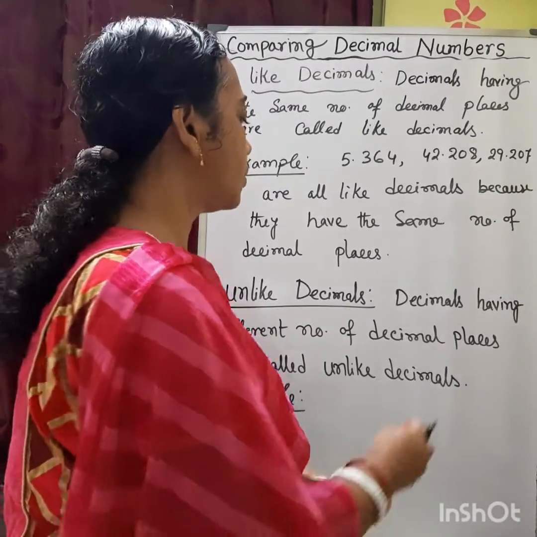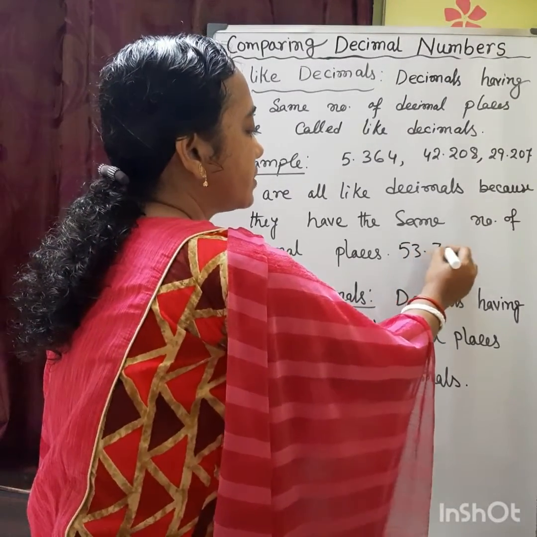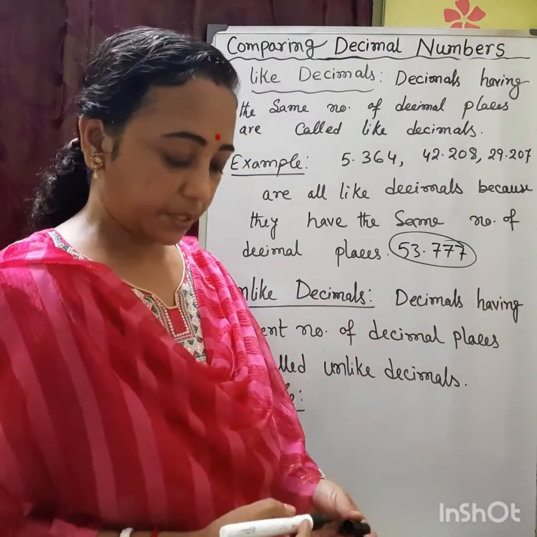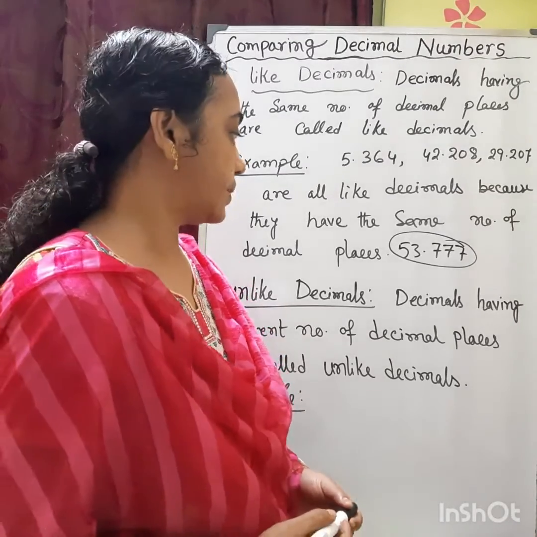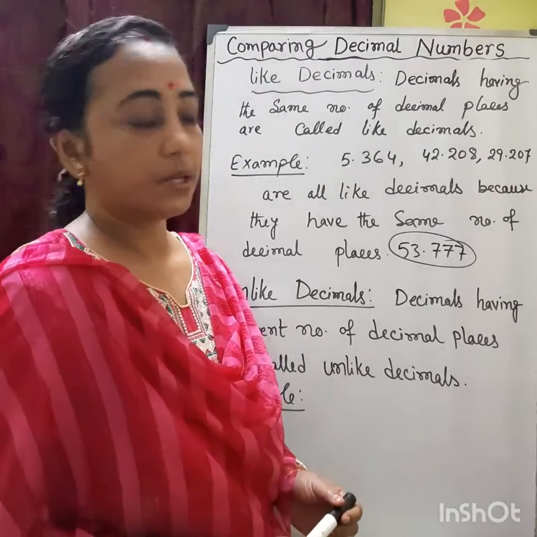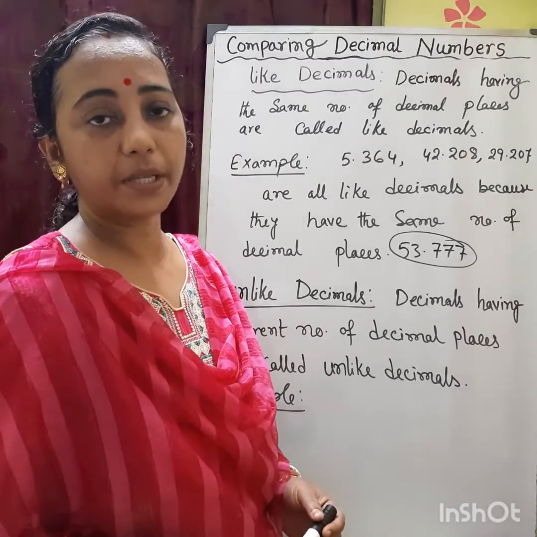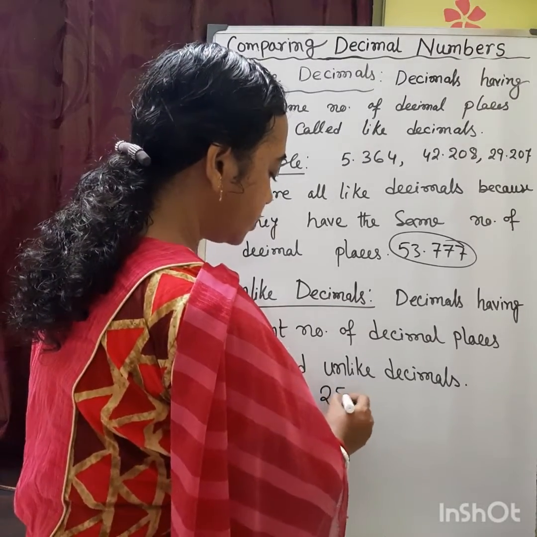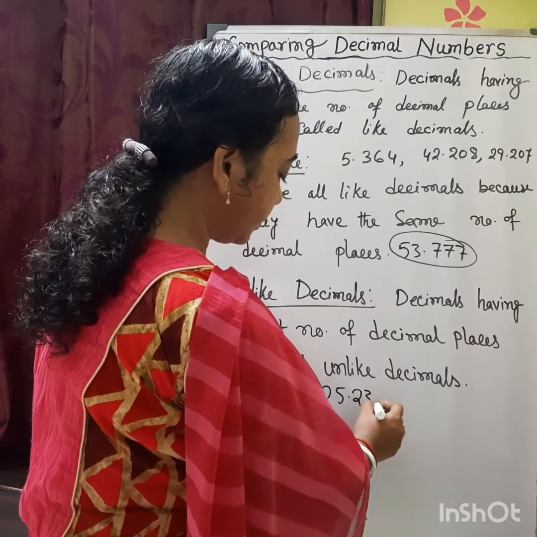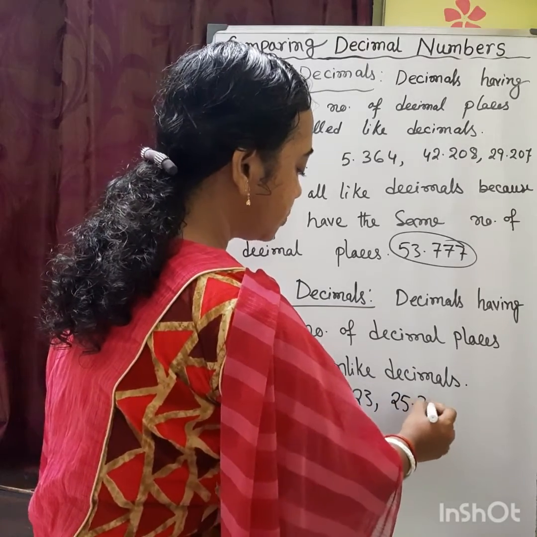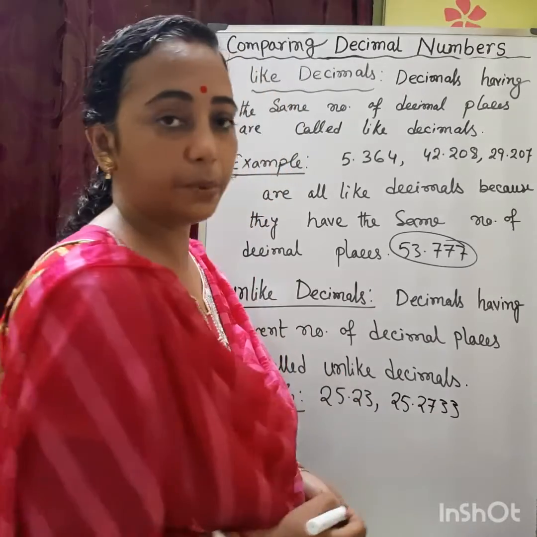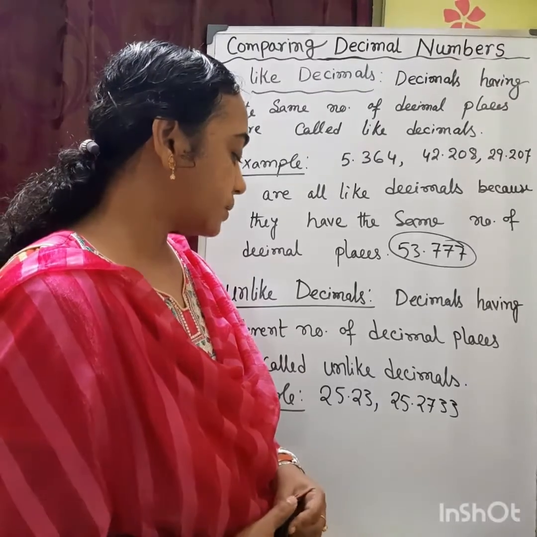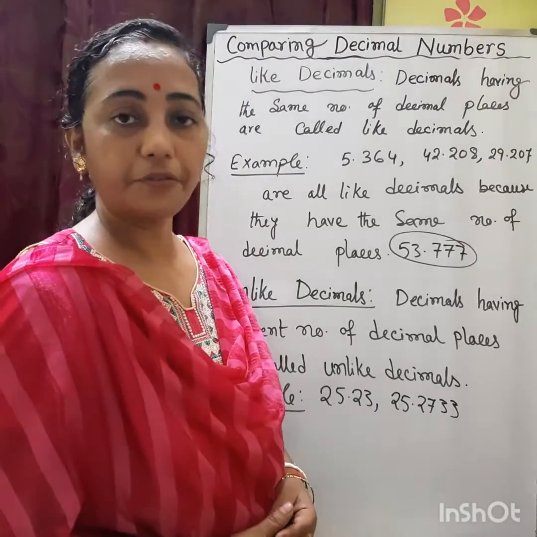We can write one more example also. Suppose 53.777. This is also a like decimal because it has the same number of decimal places, that is 3 decimal places. Come to unlike decimals. Decimals having different numbers of decimal places are called unlike decimals. Let us write some examples. 25.23 has 2 decimal places. Then 25.2733 has 4 decimal places. So these are examples of unlike decimals because their decimal places are different.